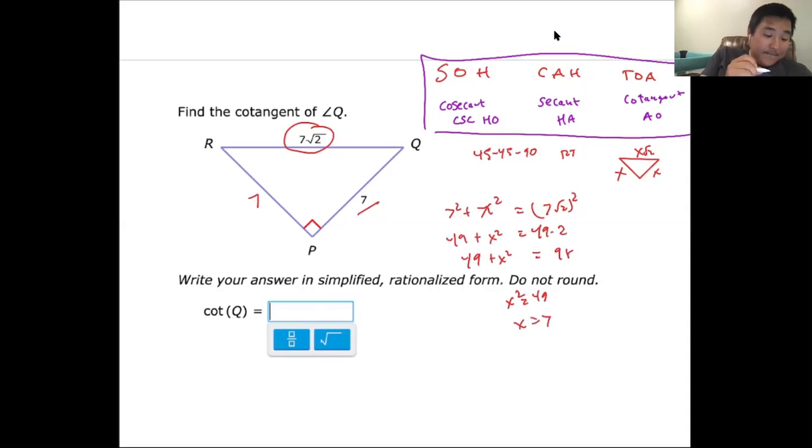So now we want the cotangent of q. So I'm going to do this hypotenuse, opposite, adjacent. So it's going to be 7 root 2 over 7, which equals just root 2. Okay.